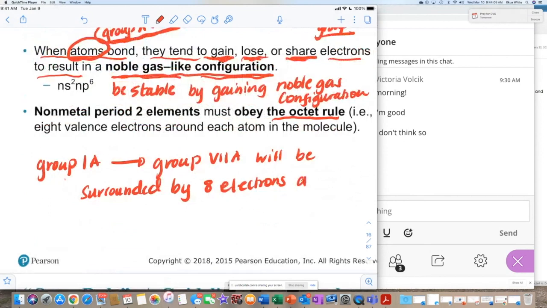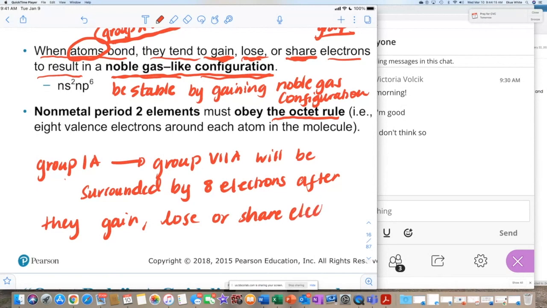After they gain, lose, or share electrons, the target they're looking for is to be surrounded by 8 electrons. That is why this is called the octet rule, the rule of 8.